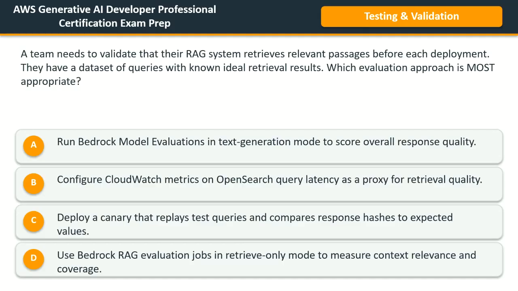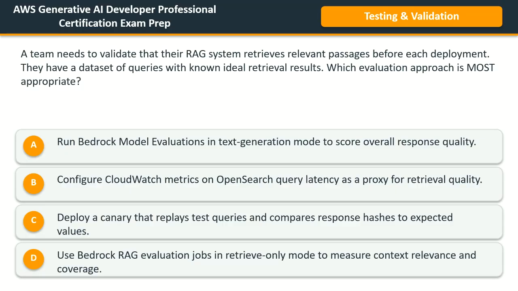Option A is incorrect because it evaluates text generation quality that blends retrieval and generation together. You lose visibility into whether retrieval is actually working. Option B measures latency, not relevance. Fast, wrong answers are still wrong. Latency is an operational metric, not a quality metric.